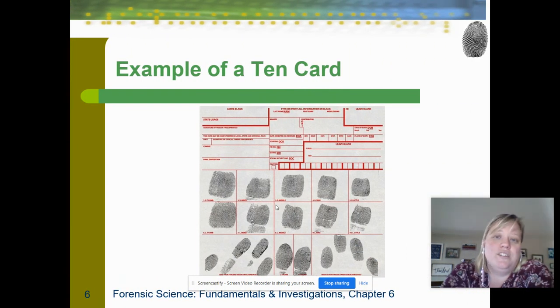This is what a 10 card looks like. As you can see, you have every single finger, and then you have all four fingers.